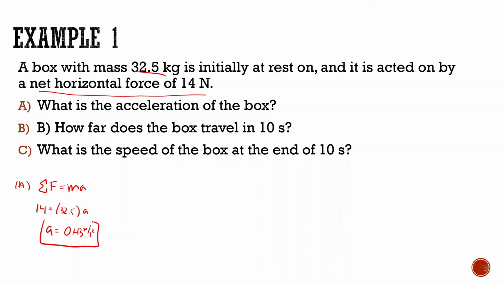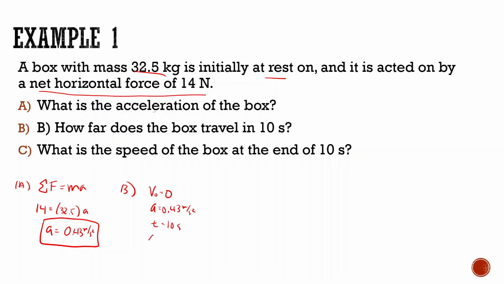Okay. Next, part B says, how far does the box travel in 10 seconds? This is more of a kinematics problem, but we know it starts at rest. So if it starts at rest, the initial velocity is equal to 0. We know the acceleration is 0.43 meters per second squared. Anything else we know? Oh, it's going to be traveling for 10 seconds.